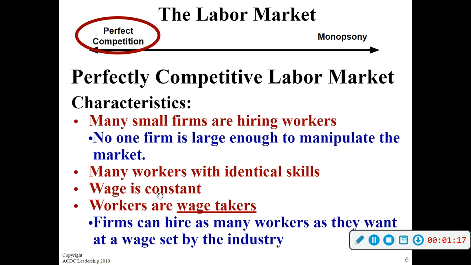So we assume workers have identical skills, and wages are constant. We refer to it as a wage-taking firm, just like we talked about a price-taking firm, because they're going to accept whatever that market equilibrium wage is. So it should tell you we're about to get into side-by-side graphs again. You'll have the market graph for supply and demand of labor, and then you will have the firm, which will have not cost curves, but essentially wage curves.